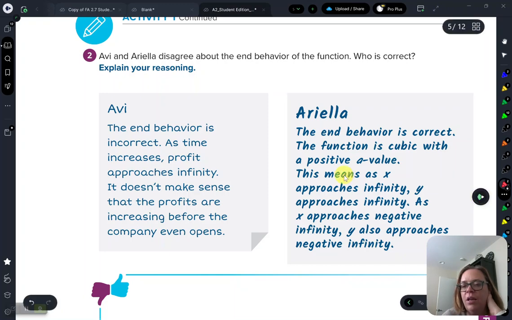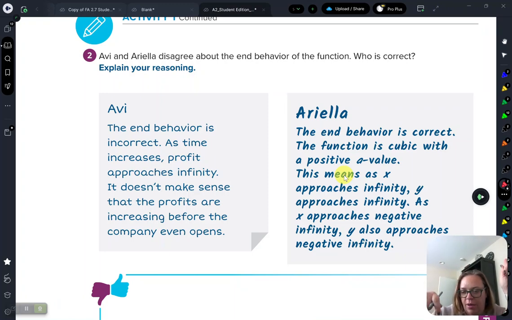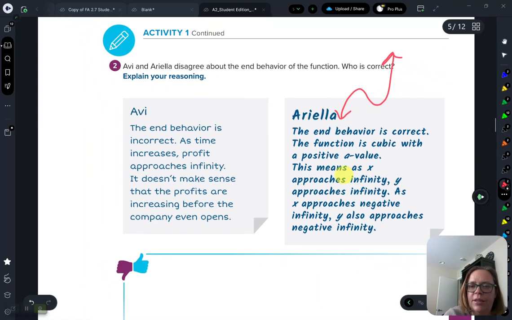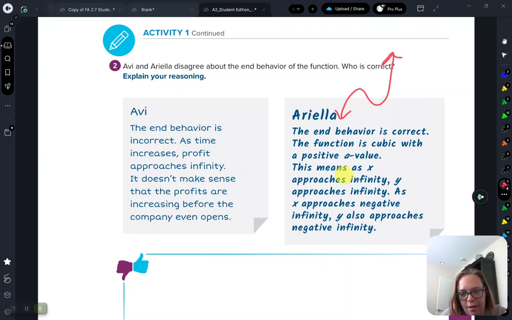So they're talking about the end behavior. They're saying it goes like this. I'm backwards. Hold on, I'll do it the other way. It's going to go like this, if it's a cubic function with a positive leading coefficient. So who's correct? Well, the answer is they're both correct. Ariella is correct mathematically. Abby is correct in the context of the problem situation. So you do need to pay attention to both.